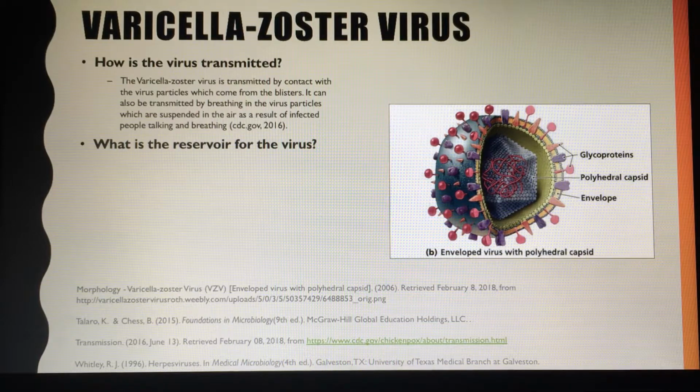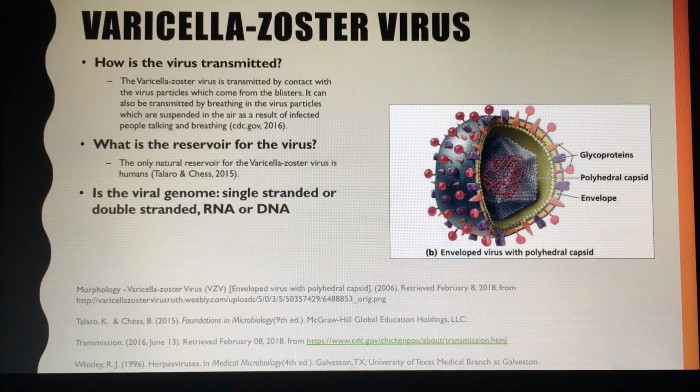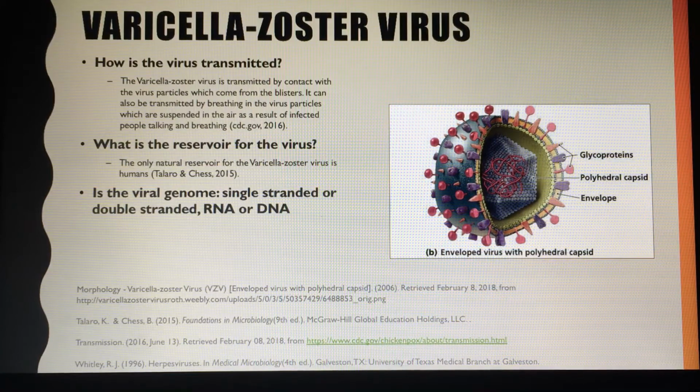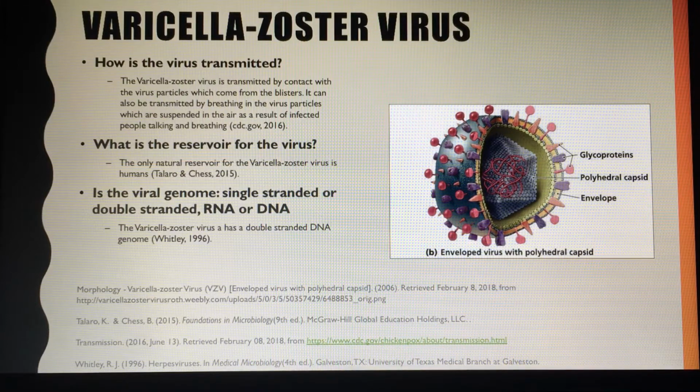What is the reservoir for the virus? So the only natural reservoir for the Varicella-Zoster virus is humans. Is the viral genome single-stranded or double-stranded, and is it RNA or DNA? So the Varicella-Zoster virus has a double-stranded DNA genome. And then you can see here on the right, I've added an image of what the virus looks like.